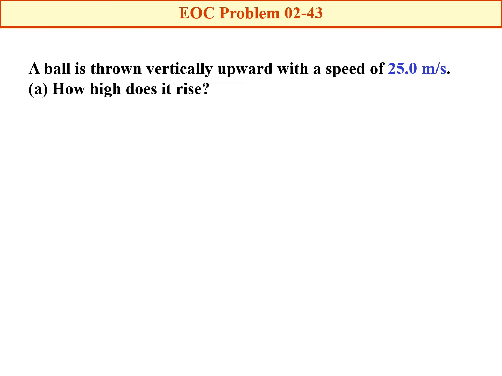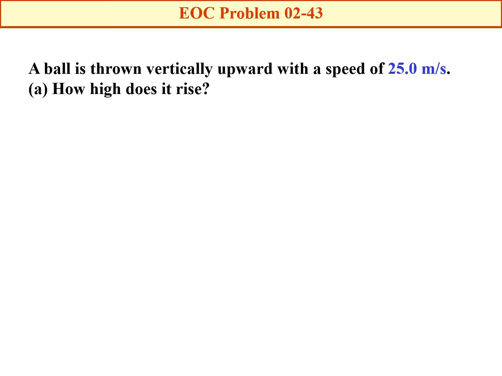In this question, it says a ball is thrown vertically upward with a speed of 25 meters per second. How high does it rise? There's not a lot of information given to us other than the fact that it's moving at 25 meters per second. Since it's thrown upward into the air, on Earth, the acceleration due to gravity is negative 9.8 meters per second squared.